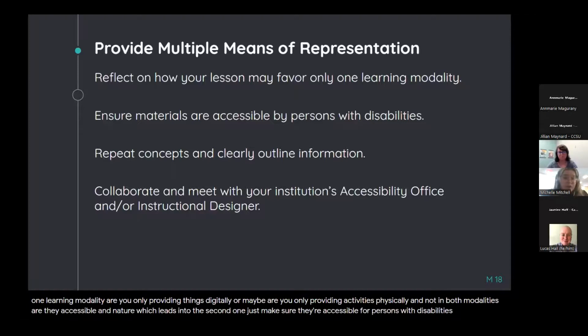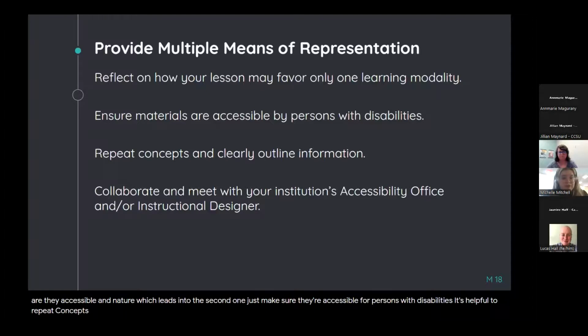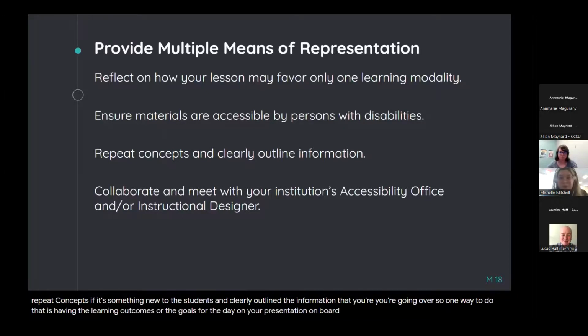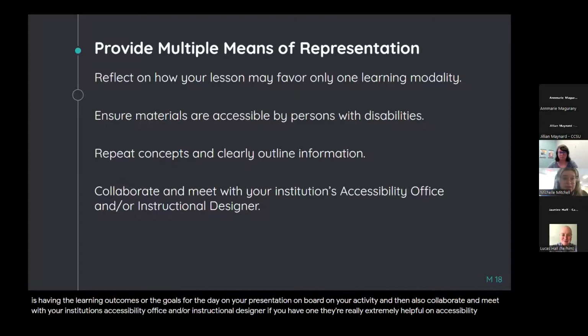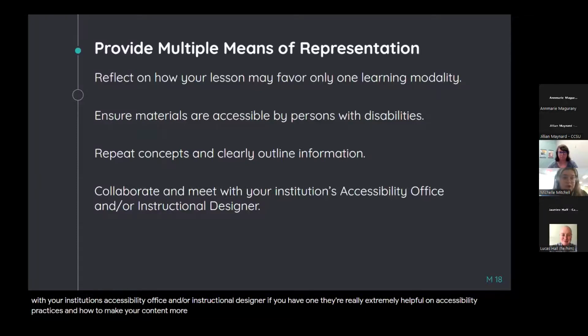I think it's helpful to repeat concepts if it's something new to the students and clearly outline the information that you're going over. So one way to do that is having the learning outcomes or the goals for the day on your presentation, on a board, on your activity. And then also collaborate and meet with your institution's accessibility office and or instructional designer if you have one. They're really extremely helpful on accessibility practices and how to make your content more streamlined for everyone.